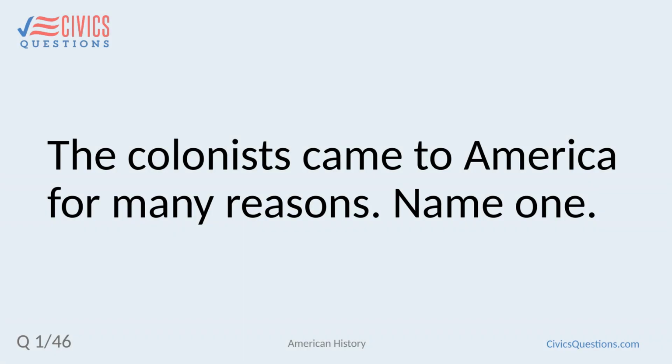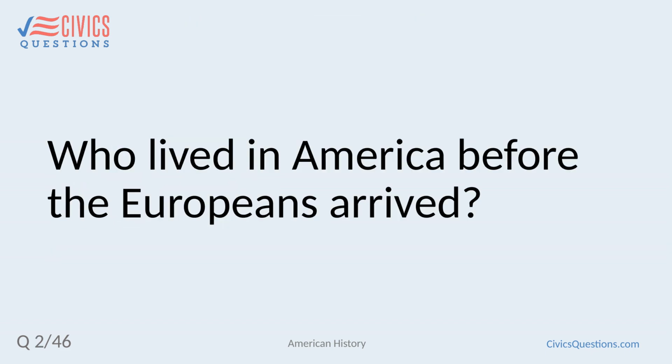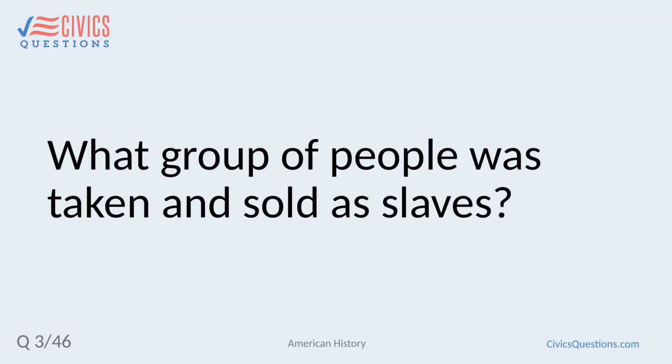All right, here's the first question. The colonists came to America for many reasons. Name one. Freedom, political liberty, religious freedom, economic opportunity, escape persecution. Who lived in America before the Europeans arrived? American Indians, Native Americans. What group of people was taken and sold as slaves?